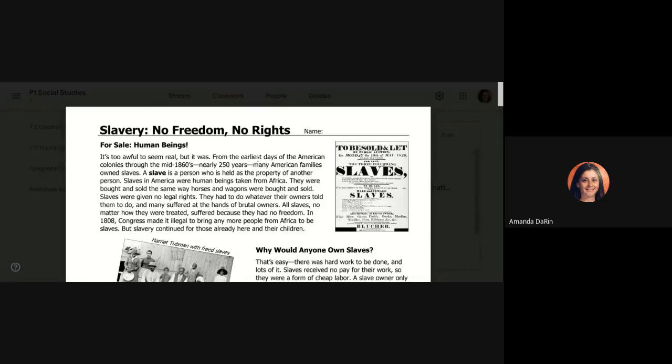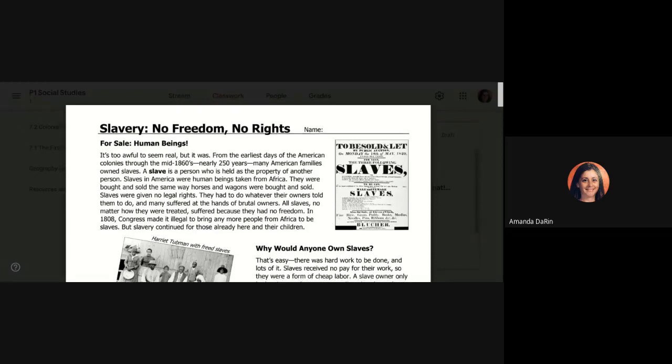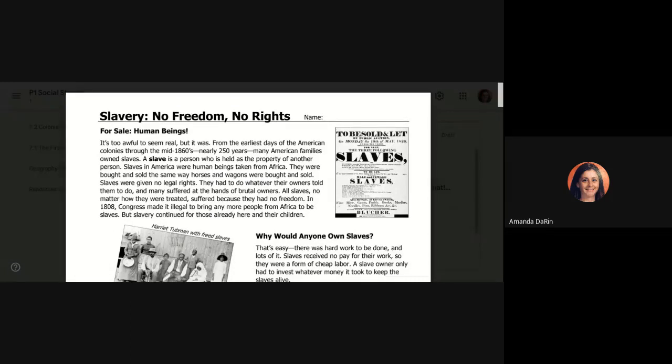They had to do whatever their slave owners told them to do, and many suffered at the hands of brutal owners. All slaves, no matter how they were treated, suffered because they had no freedom. In 1808, Congress made it illegal to bring any more people from Africa to be slaves, but slavery continued for those already here and their children.